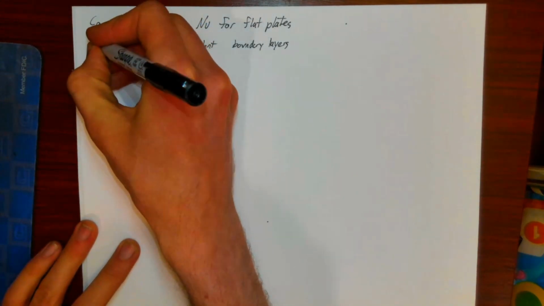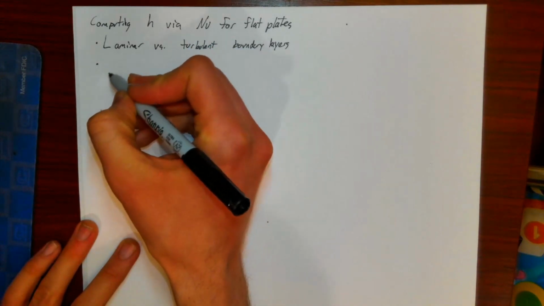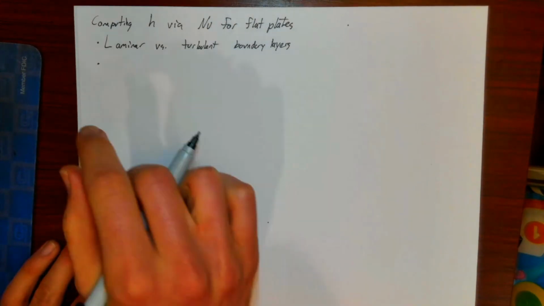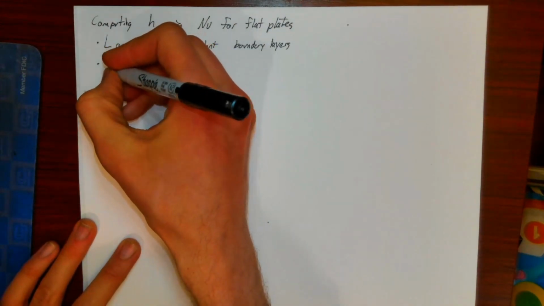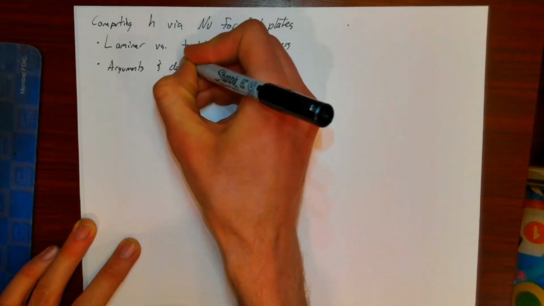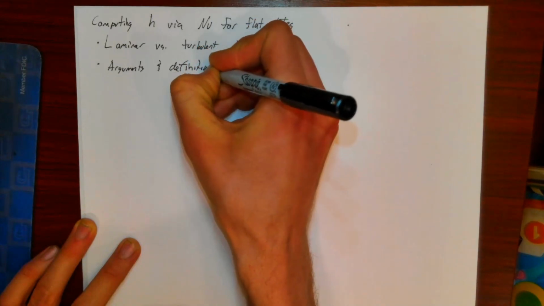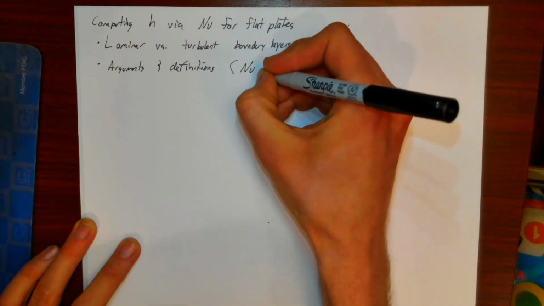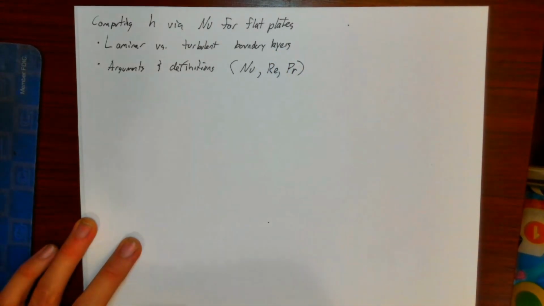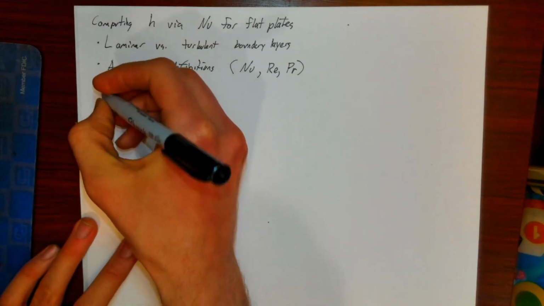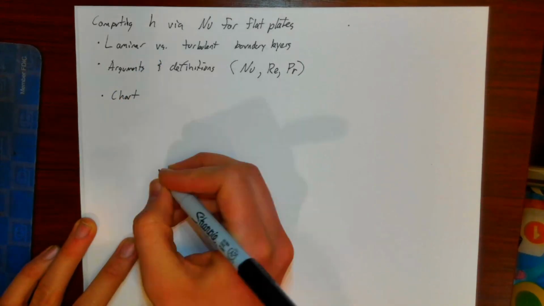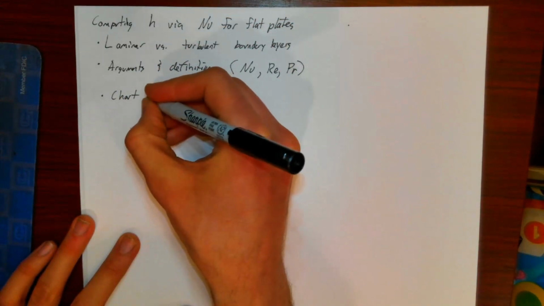Then we'll recap what sort of arguments and definitions of parameters go into Nusselt number calculations. Spoiler alert, we're going to be talking about Nusselt number, Reynolds number, and Prandtl number, and what parameters go into those things. Then I'm going to drop a big old chart down on you, and this chart is basically going to have equations for Nusselt numbers.